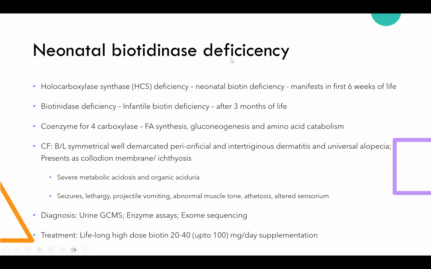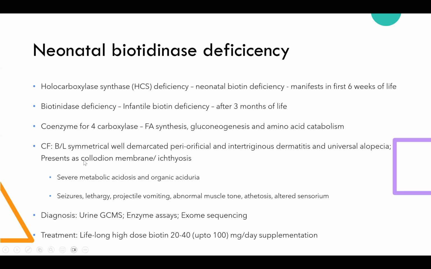Next, coming to neonatal biotinidase deficiency. It can be due to multiple carboxylase deficiency, holocarboxylase synthase defect, or biotinidase deficiency. Holocarboxylase synthase deficiency manifests in the neonatal period, and biotinidase deficiency causes infantile biotin deficiency after 3 months of life. Biotin acts as a coenzyme for 4 carboxylases, mostly involved in fatty acid synthesis, gluconeogenesis, and amino acid catabolism.